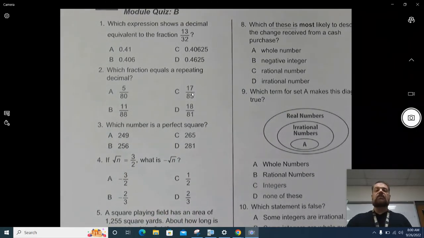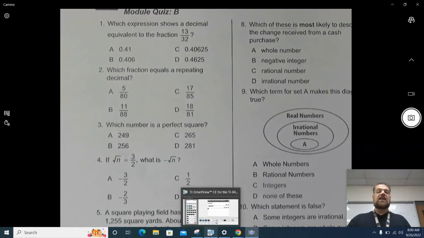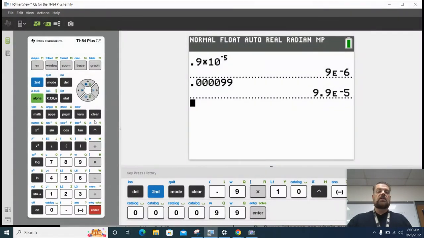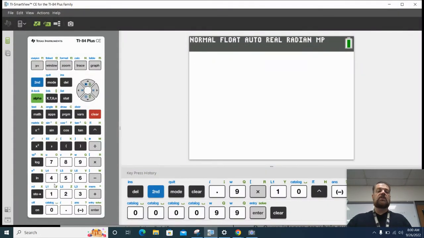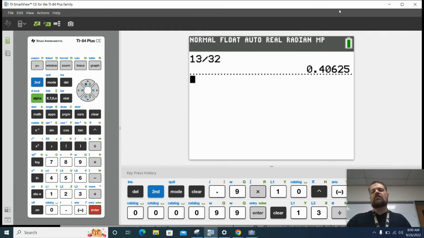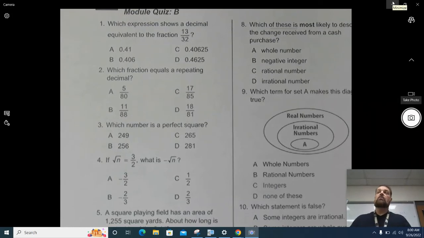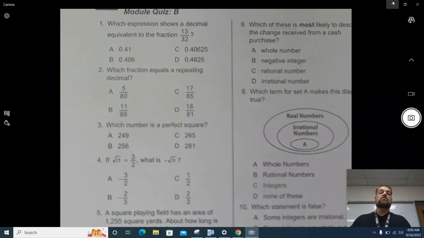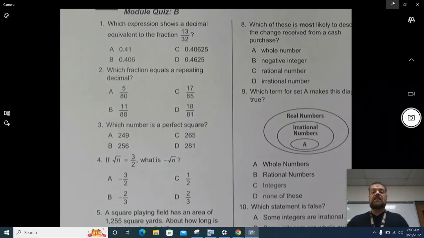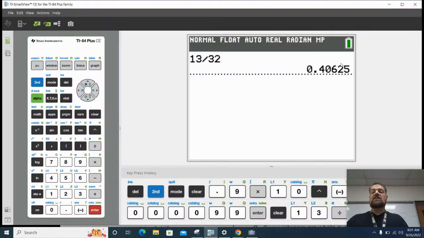I need to figure out what the decimal equivalent to that is. What do I do? I'm going to divide the numerator by the denominator. So 13 divided by 32 is 0.406, probably rounds to 0.41. So, oh, wait a minute. Which one do we choose? 0.41 or C is the exact, right? C is the exact decimal.